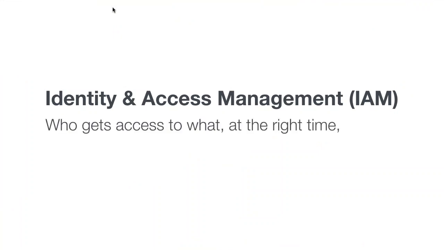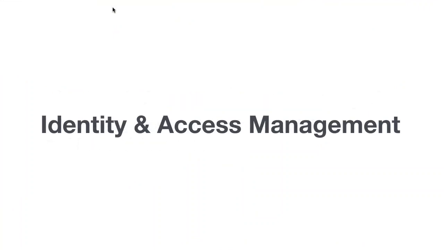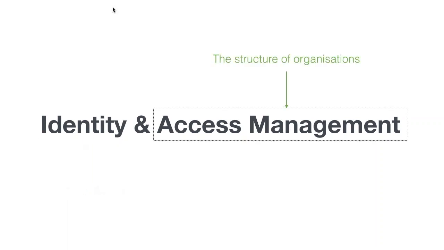But today we're going to talk about graphs in identity and access management. And IAM is traditionally defined as the process of assuring who gets access to what, at the right time, and for the right reason. There are two major themes that affect IAM: how you define the identity, and your perspective of the structure of organizations.